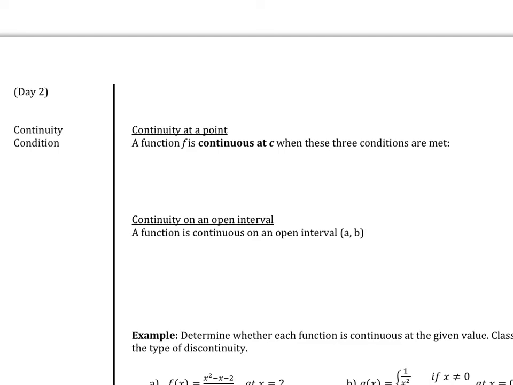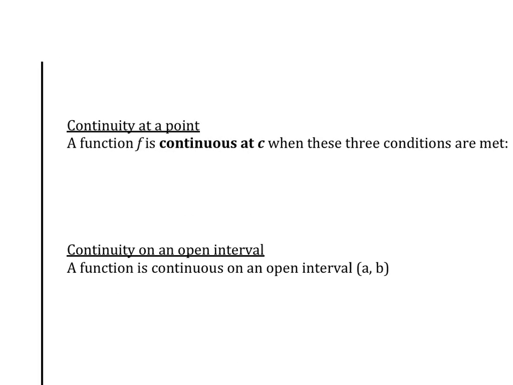All right, so let's go ahead and review continuity condition again. So we have two kinds of continuity. One is at a point, and we already did that in the last video. So it's only continuous when three conditions are met.